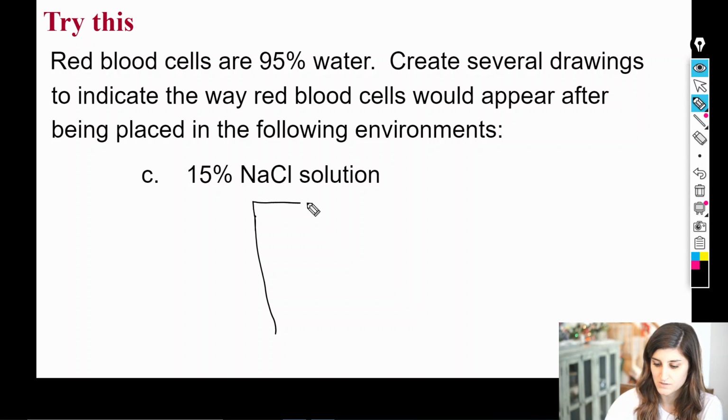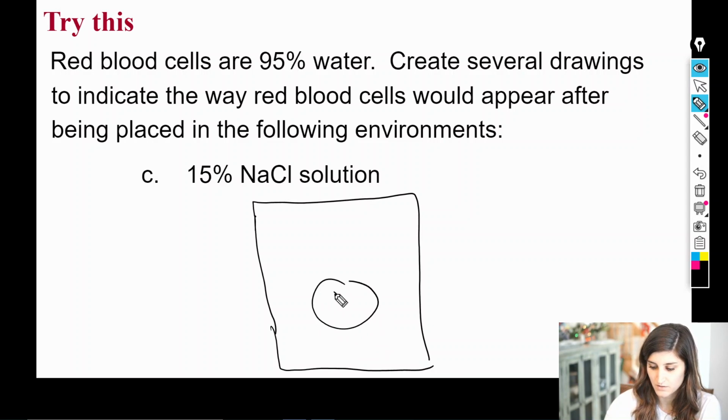All right, so it's the same idea with our red blood cell, right? 95% water and our 5% salt, or NaCl, same thing. But let's see what's going on with the solution here. So it's 5% salt, which means how much percent water?